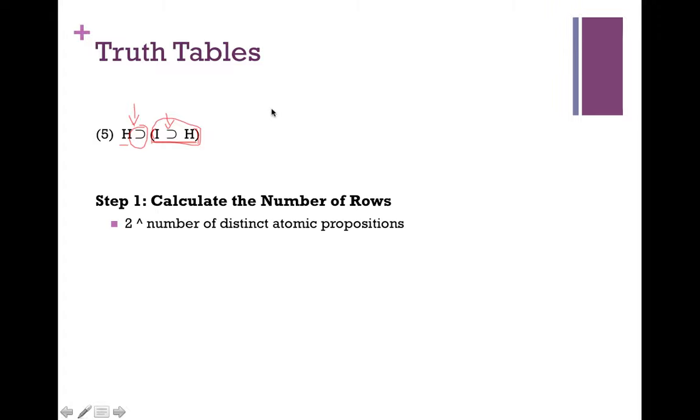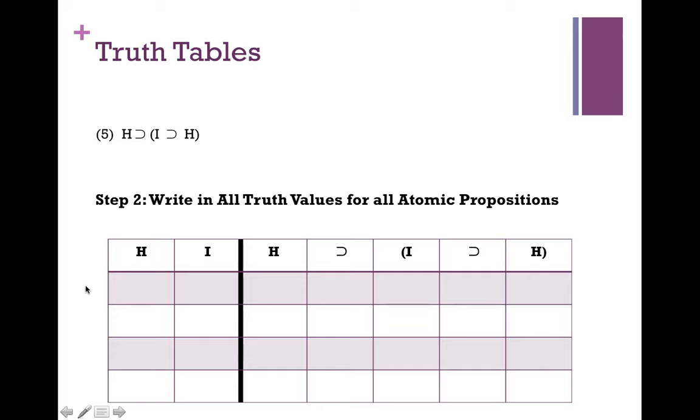Now we want to construct a truth table, and we have to calculate the total number of rows. Even though we have three atomic propositions, we only have two different ones. We have H and we have I. So just like with the others, we're going to take 2 to the power of 2 to get a total of 4 rows. All right? Sorry, I jumped ahead too quickly. So we're going to have 4 total rows just like all the previous exercises today. Step 2, write in all truth values for atomic propositions. So here we have our truth table laid out. We have H and I, and then we have a column for H, a column for this connective, I here, a column for the second connective, and H.